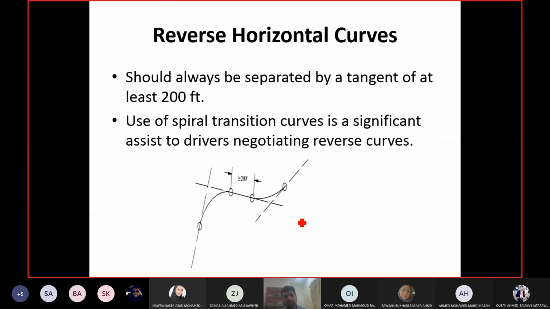If you want to see some detailed calculation for compound curve and reverse curve, we did a couple of examples in the highway engineering course. You can go back and have a look at it.